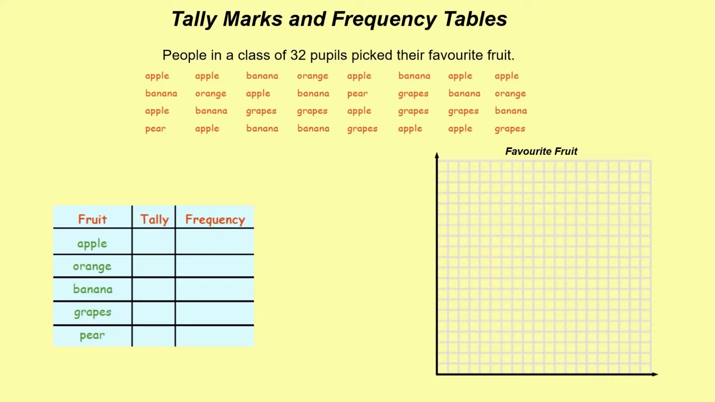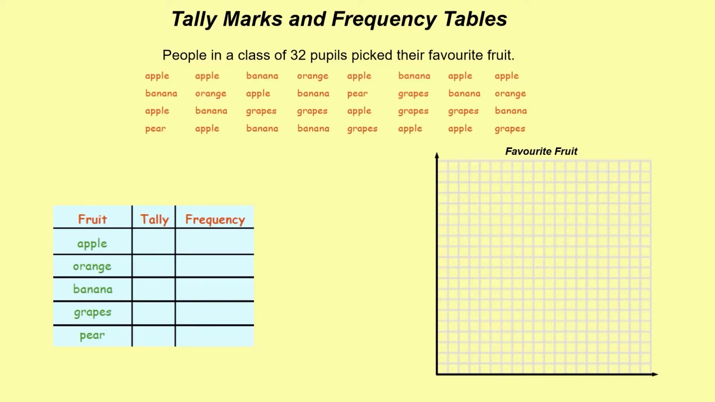Today we're going to be looking at tally marks and frequency tables and then converting that information into a bar graph. So we've got an example here for people in a class of 32 pupils picking their favourite fruit. And what we're going to do is take all that information, which is a lot of information at the top, and put it into a nice, easy to read frequency table. We're going to do this using tally marks.